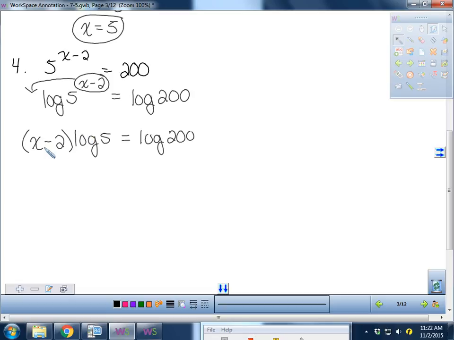So I have this whole thing being multiplied by log 5. So I'm going to divide by log 5. Both sides. Remember, what you do to one side, you have to do to the other. So these two cancel. That leaves me with the x minus 2. Since there's nothing else being multiplied by that, I don't need the parentheses anymore. I can drop them off.